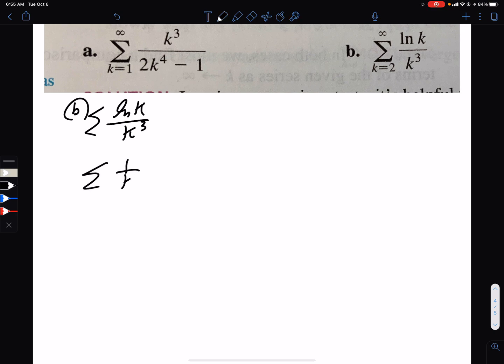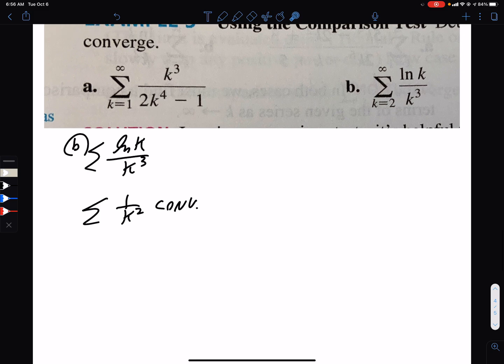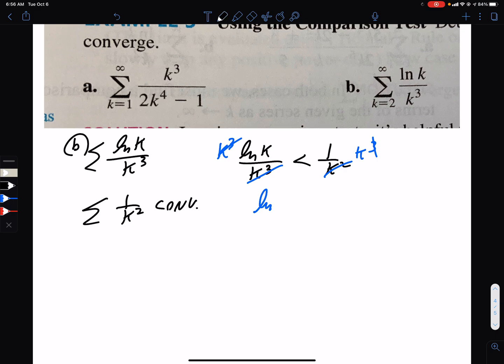So you would say 1 over k squared converges. It's a convergent p-series. So this is a situation where we have something we know converges. The only thing we can prove, if we have some unknown that's smaller, it also must converge. So what's smaller? We want to show that ln of k over k cubed is smaller than 1 over k squared. Can we do that? Let's multiply both sides by k cubed. Those will cancel, and we're left with 1k there. And we have ln of k is less than k.